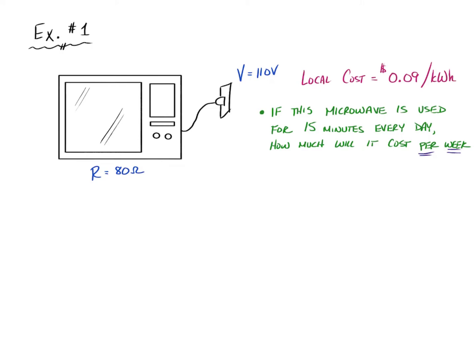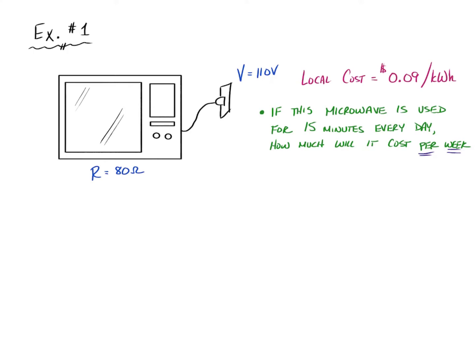So obviously microwaves spend most of the time not really doing much. I mean, theoretically, if you have a clock on it, it is consuming energy, so you're paying for that. But if we assume this microwave has no digital display and it is only operating when it is heating up food, and it's used for about 15 minutes. So that means 15 minutes of actual use being used to heat something up per day. How much will it cost per week?